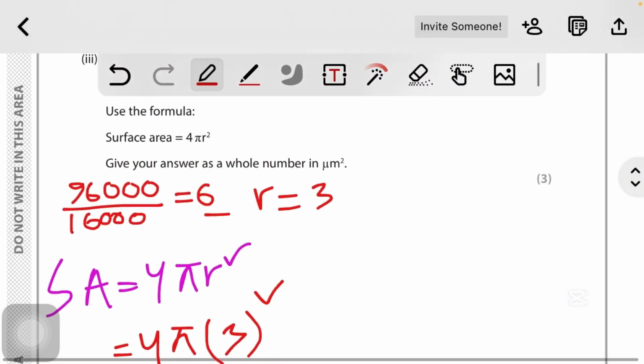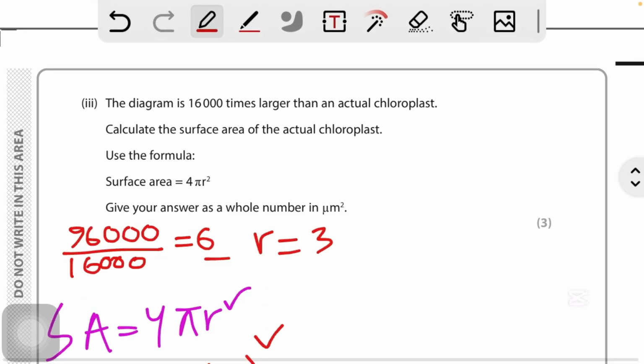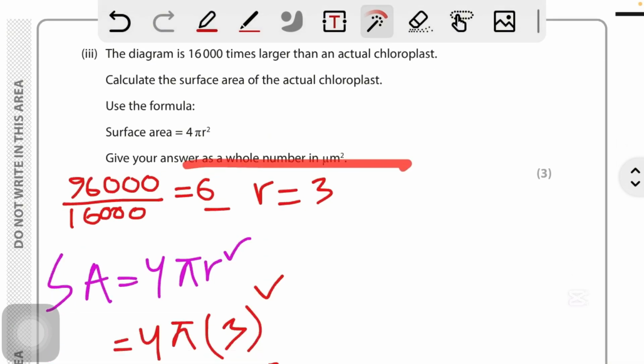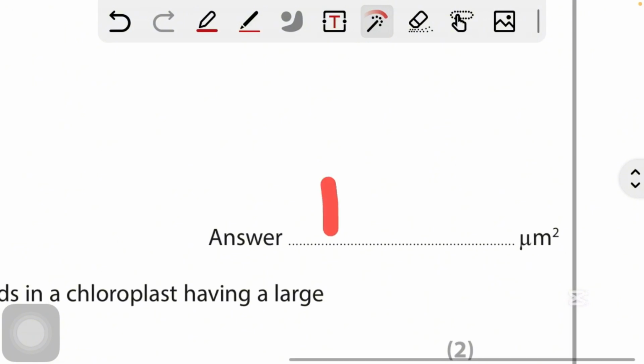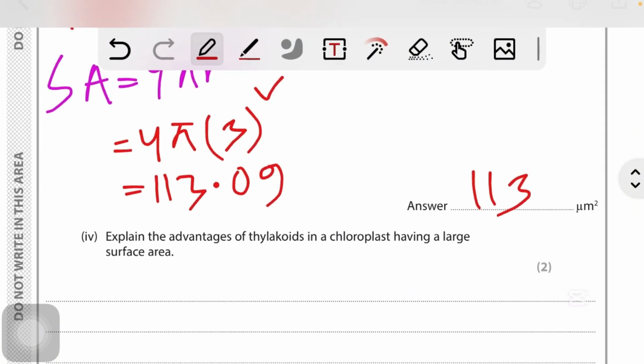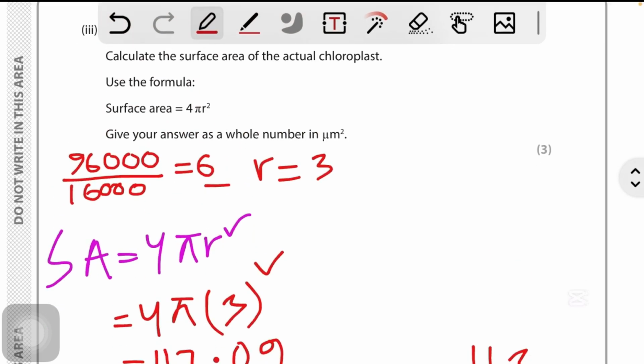It says we need to give our answer as a whole number in micrometers squared. So the answer will be 113. Now let's go to the next question.